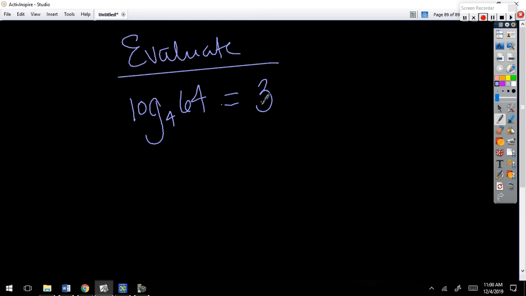Why does it equal 3? 4 to the third power is 64. 3 to the fourth power is 81. Don't answer this too quickly. It's log base 4 of 2. So the 2 is written on the same level as the log. The 4 is written as a subscript.